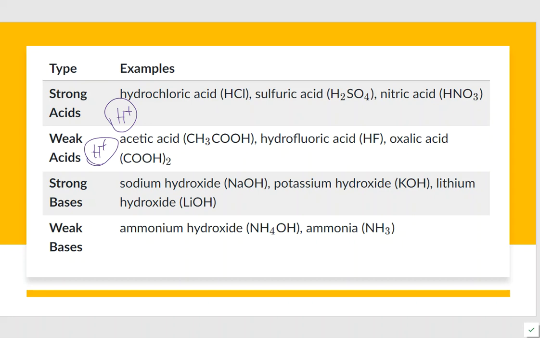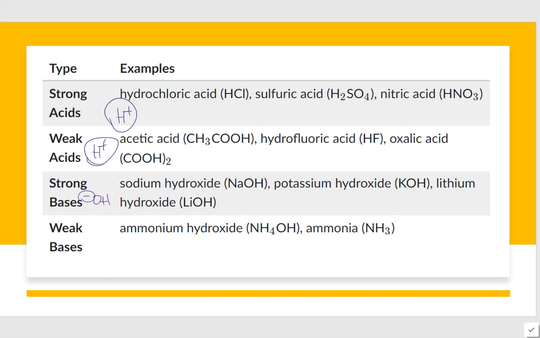Strong bases and weak bases are very similar. However, we can talk about bases in terms of hydroxide content, or we can talk about bases in terms of proton acceptor. Remember, I told you there were tons of different definitions of acid and base that were out there, and we just picked one set, and we said these are the ones that we're going to use.